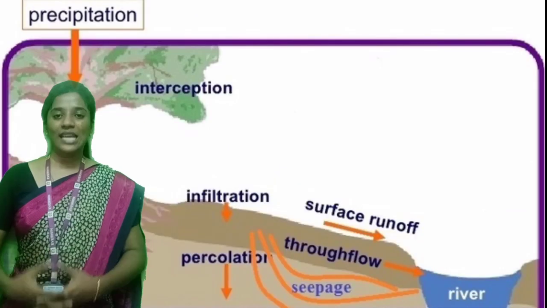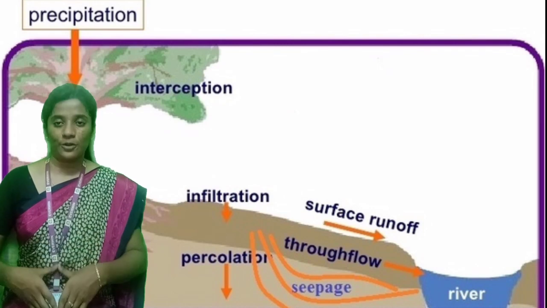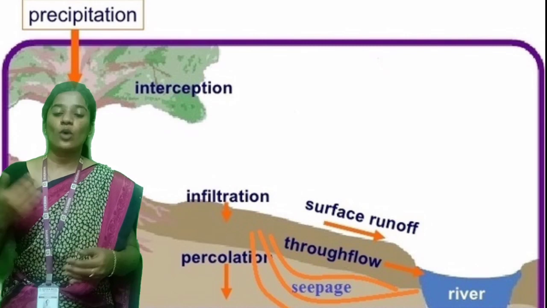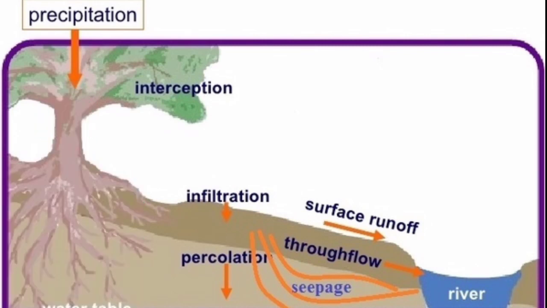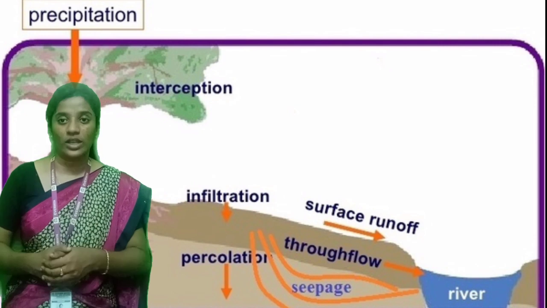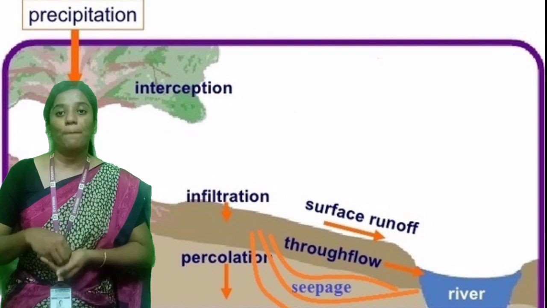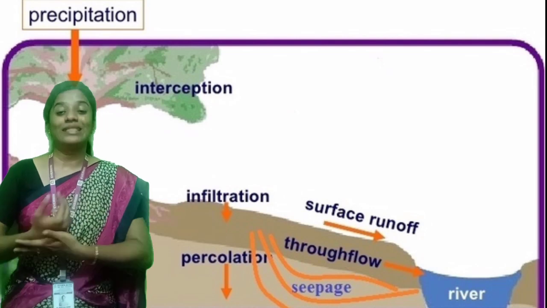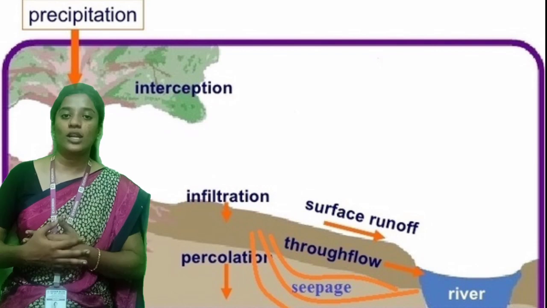Now let's see about percolation. Percolation is a natural process in which surface water is gradually filtered through the soil into aquifers. Infiltration occurs near the surface of the soil and delivers water from the surface into the soil and plant root zones. Thus the percolation process represents the flow of water from the unsaturated zone to the saturated zone.